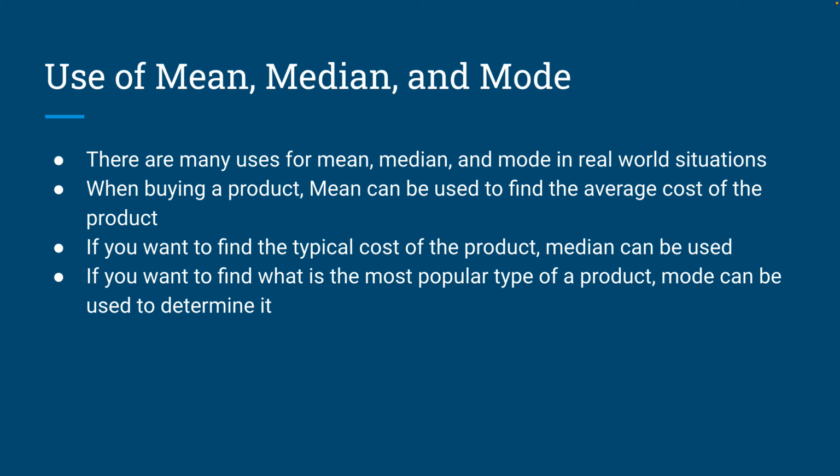There are many uses for mean, median, and mode in real-world situations. For example, let's say we're looking at products. So when buying a product, mean can be used to find the average cost of the product. If you want to find the typical cost of the product, median can be used. And if you want to find what is the most popular type of a product, mode can be used to determine that.